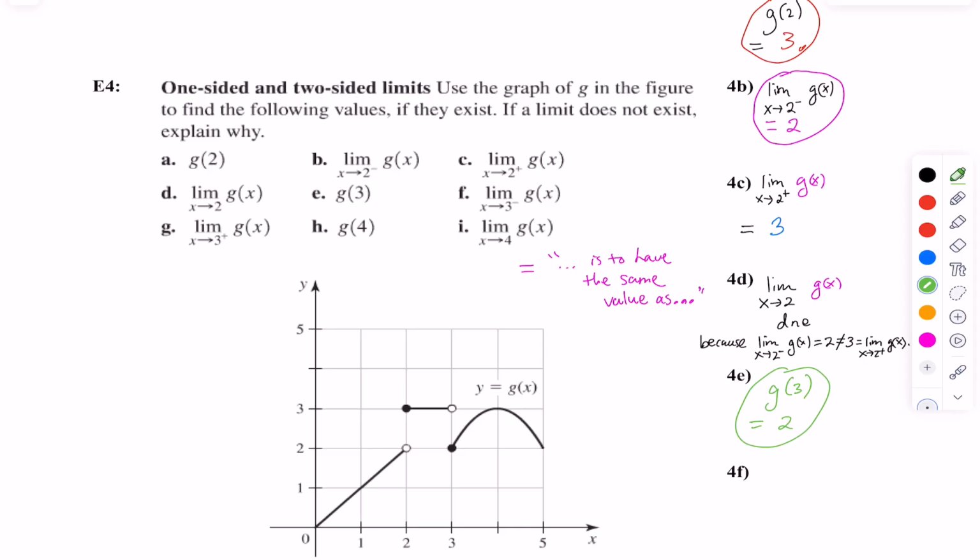The next part says, let's see if we could evaluate the one-sided limit as x approaches 3 from the left. Where do the corresponding function values go? So x approaches 3 from the left. Where do the corresponding function values go? They're actually going to 3.